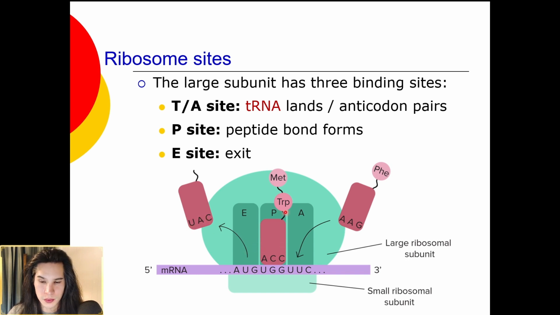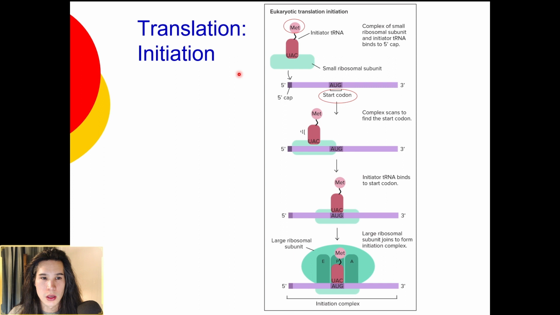All right, so here's the small subunit, here's the large subunit. This is where all the action happens. So when it comes to translation, we have, kind of like transcription, 3 major steps. The first step being initiation.